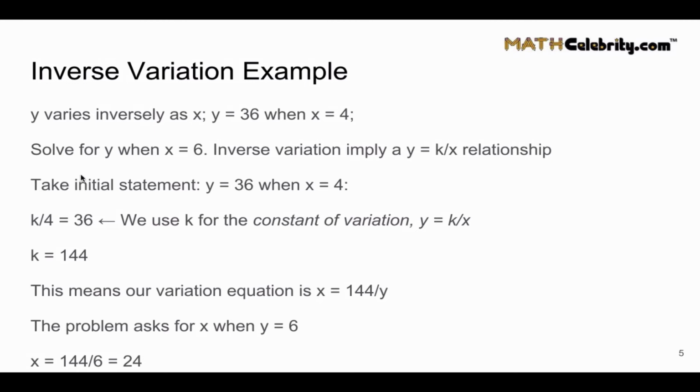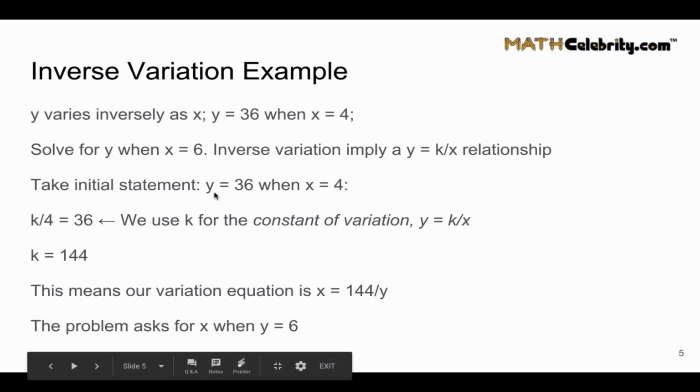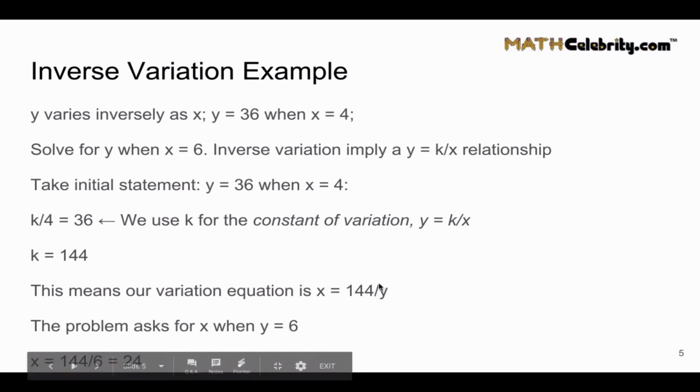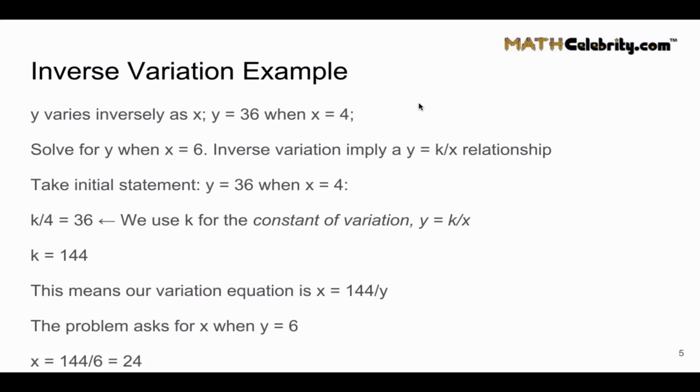Step 2, the problem asks, what is y when x is 6? Well, if we solve for this, we get 144 divided by 6 equals 24. And I think I flipped the variables here, but if x is 6, we'd have 144 over x. 144 over 6 equals 24. So we've solved our inverse variation problem.